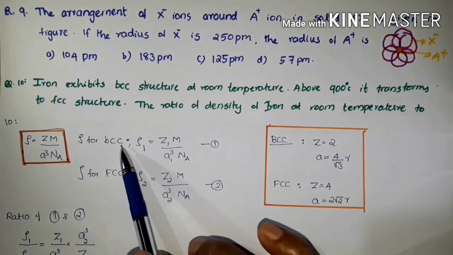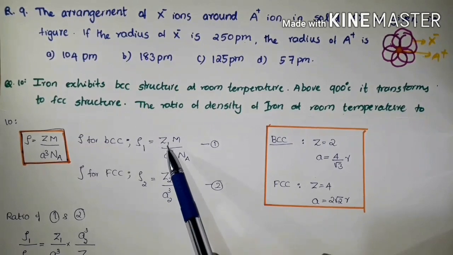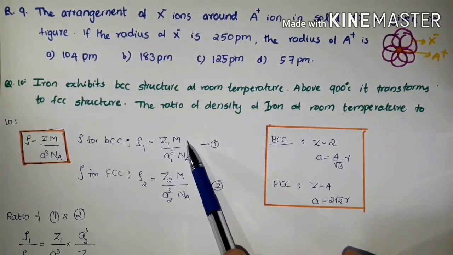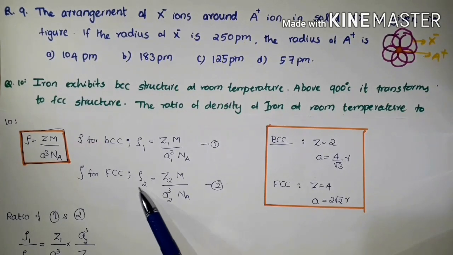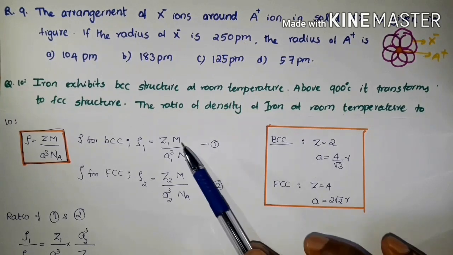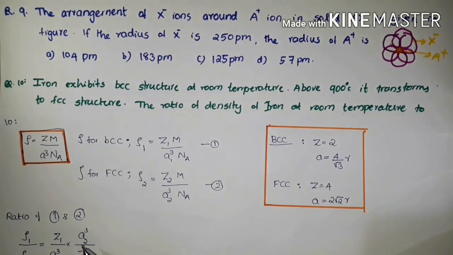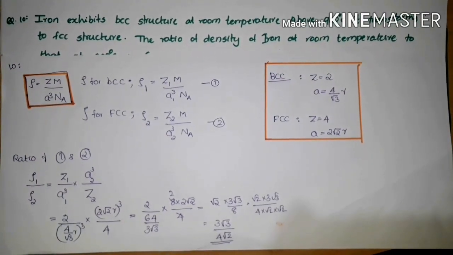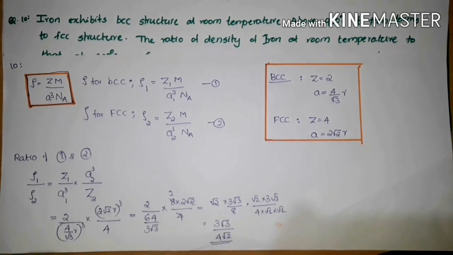So density for BCC, that is at room temperature, rho 1 equals Z1 M divided by a1 cube Na. And density for FCC, rho 2, is equal to Z2 M divided by a2 cube Na. By taking the ratio of these two, M and Na, the molar mass and Avogadro number, being constant, are cancelled. Therefore, rho 1 by rho 2 is equal to Z1 by a1 cube into a2 cube divided by Z2.